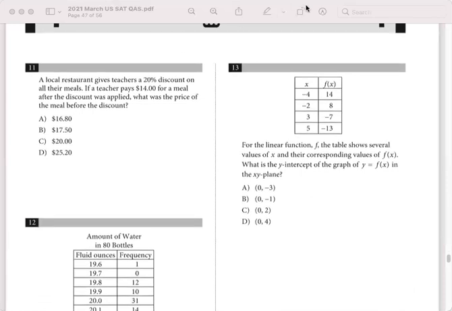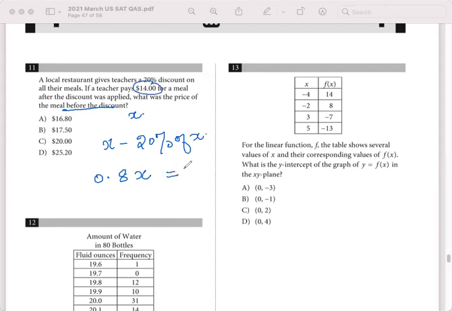Question 11. A local restaurant gives teachers a 20% discount on all their meals. If a teacher pays $14 for a meal after the discount was applied, what was the price of the meal before the discount? So let's say the price of the meal before the discount is X. Then there is a 20% discount on the meal. So that's X minus 20% of X, which is 0.8X, right? Because X minus 0.2X, which is 0.8X.